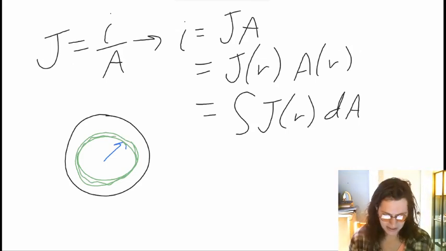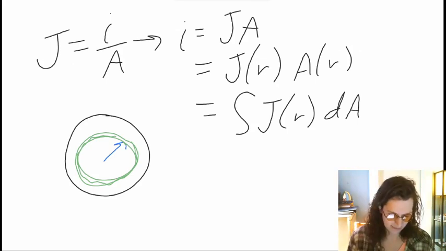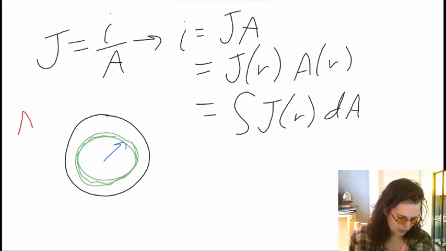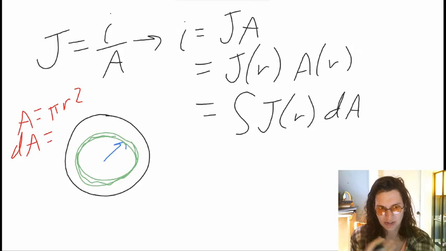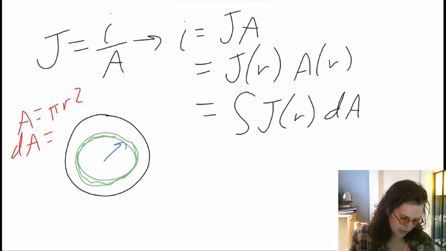Now, you're not actually going to integrate with respect to area. What is the dA for a circle? If we have a circle that has an area of pi r squared, then what is the differential of the area? Well, you just do chain rule on the right-hand side. Derivative of r squared is 2r, and then you have to differentiate on the inside as well. So you end up with 2 pi r dr.